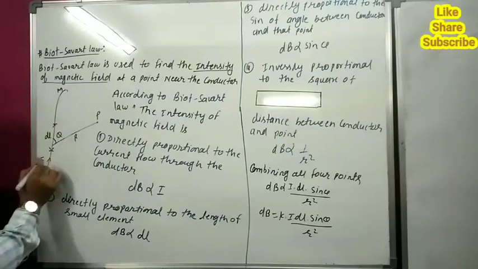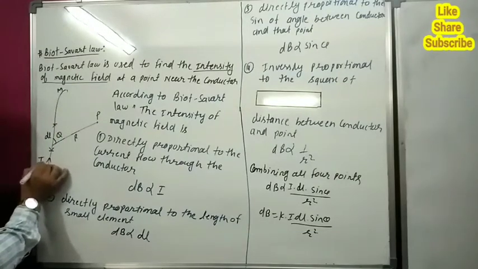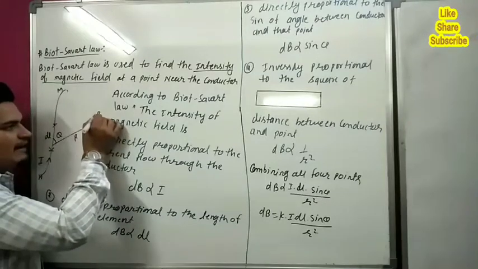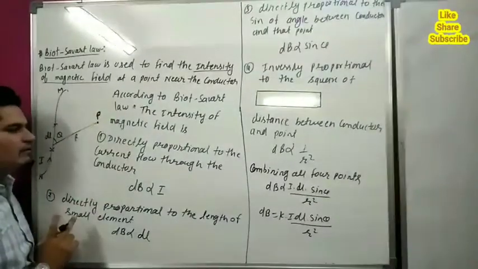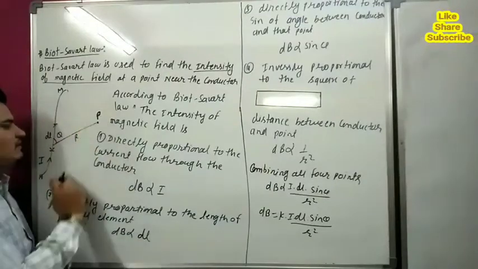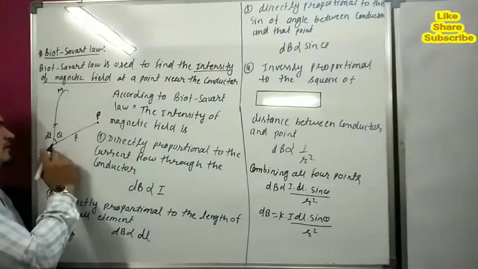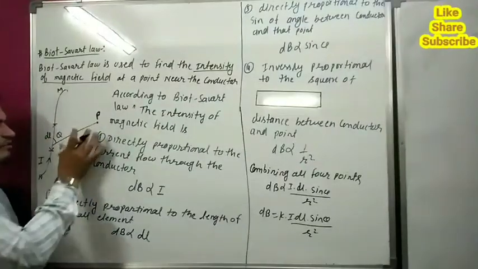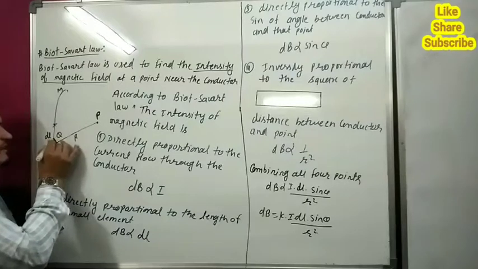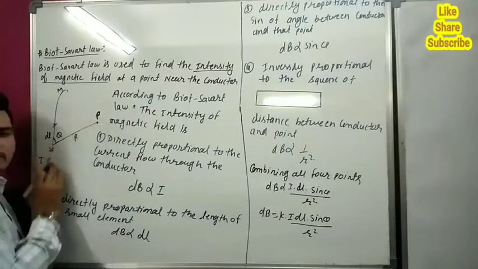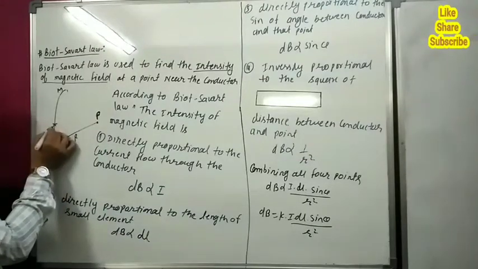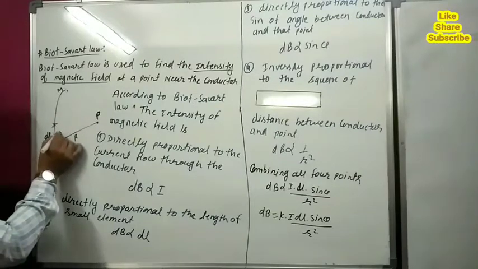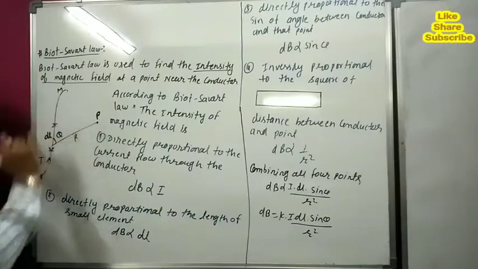MN is the conductor, and current I is flowing through the conductor. We have to calculate the intensity of magnetic field at this point P, which is located at a distance r from the conductor. This is the angle between the conductor and the point, and this is the small element dl.